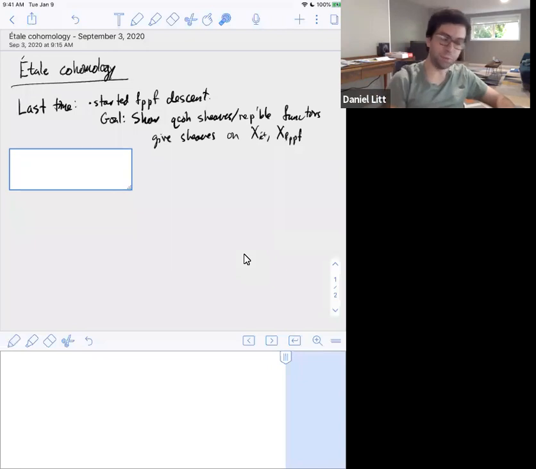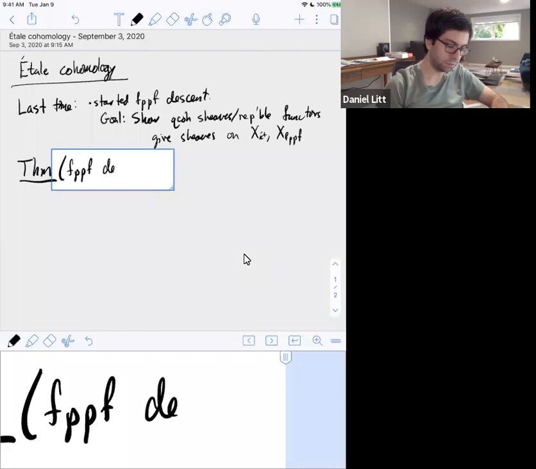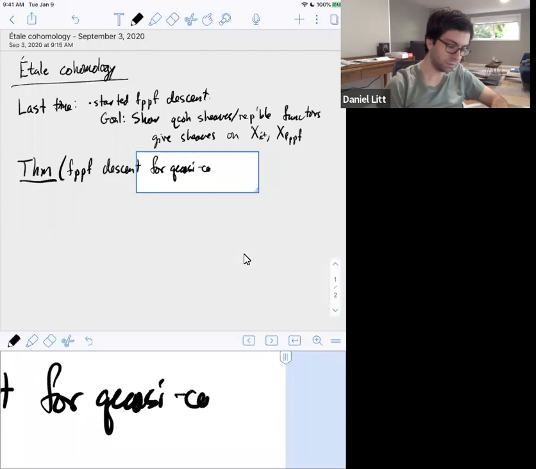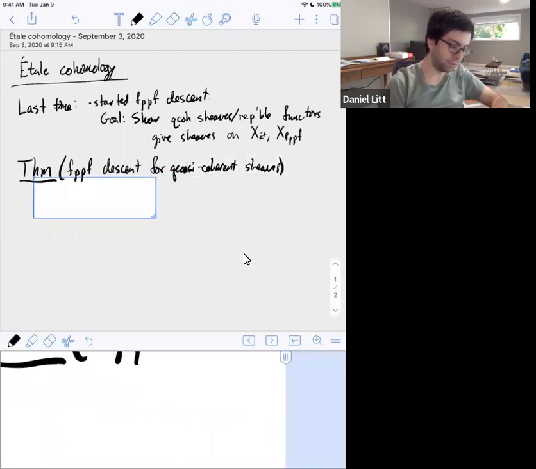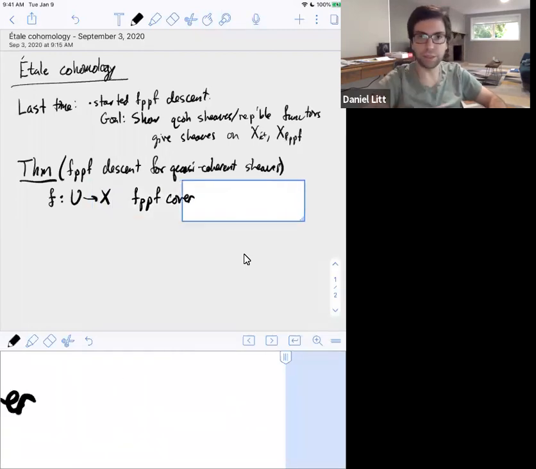All right, so let me start by reminding you what the main theorem was. The main theorem, which is called fppf descent for quasi-coherent sheaves, was the following. It was that if f from U to X was an fppf cover. Let me just remind you that that's finitely presented and faithfully flat. So, fidèlement plat et présentation finie.